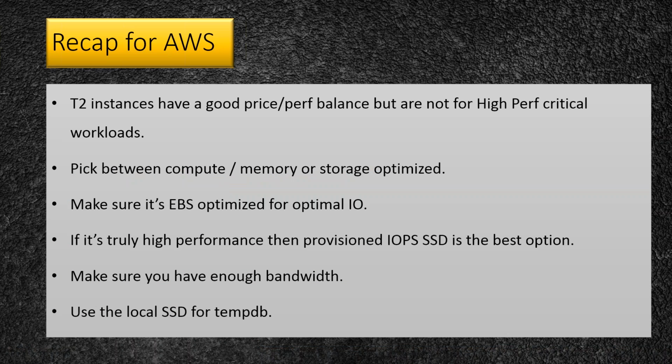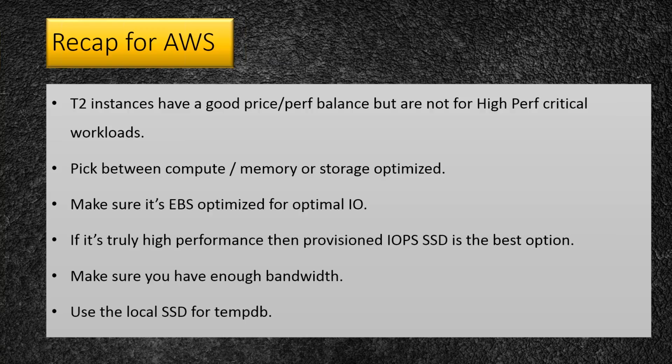All right, so recap for AWS. There's T2 instances. That's a good price performance balance if you have a workload that is not really 24/7 and can just be quiet most of the day and then burst during small amounts of time, but it's not really for high performance workloads. Just want to mention that for completeness.